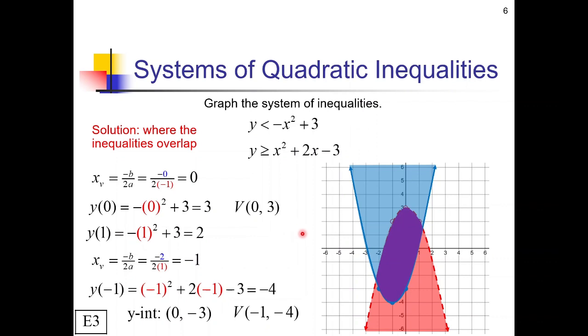Now, you could check your answer using a point. So if I plug in 0, 0, which is in here, is 0 less than negative 0 squared plus 3? Why, yes it is. 0 is less than 3. And is 0 greater than, this would just be negative 3 if I plug in 0 over there. Yes, 0 is greater than negative 3.